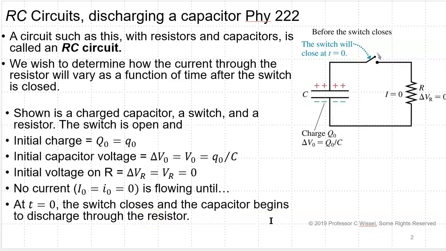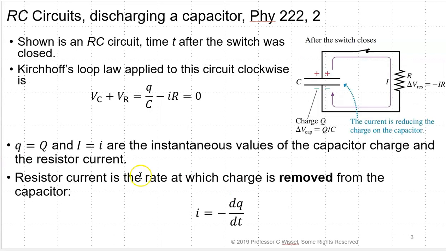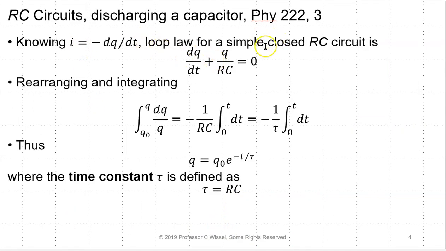Now, the capacitor acts like a battery with a decreasing potential. This is at a time t after the switch is closed, and now the current has been established and is flowing through the circuit. Kirchhoff's loop rule applied to this circuit clockwise is V C plus V R equals Q over C minus I R, which equals 0. Q and I are the instantaneous values of the capacitor charge and the resistor current. The resistor current is the rate at which the charge is removed from the capacitor, so I equals minus dq dt.